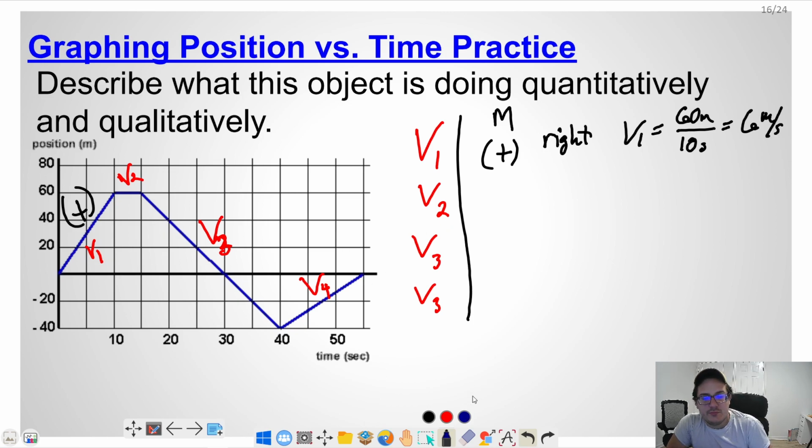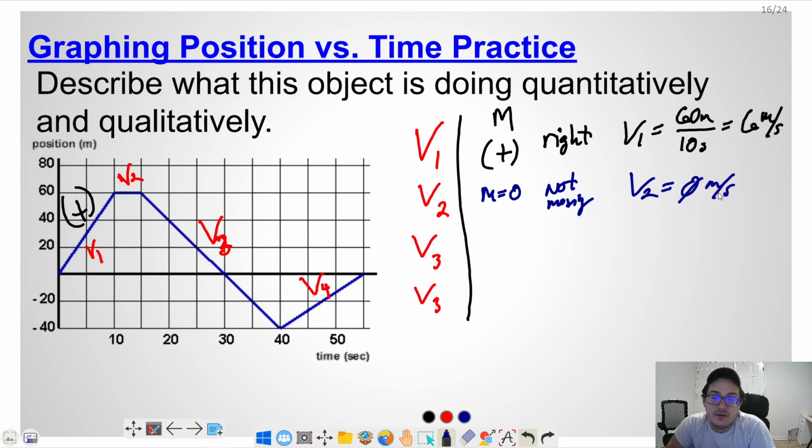Okay, let's go blue now. Let's go blue for velocity 2. Well, velocity 2, the slope is equal to 0, which means it's not moving. Pretty easy there, which means the velocity here for 2 is 0 meters per second. Because the slope here is flat across, which means it is 0. Okay. Up next, let's do velocity 3.